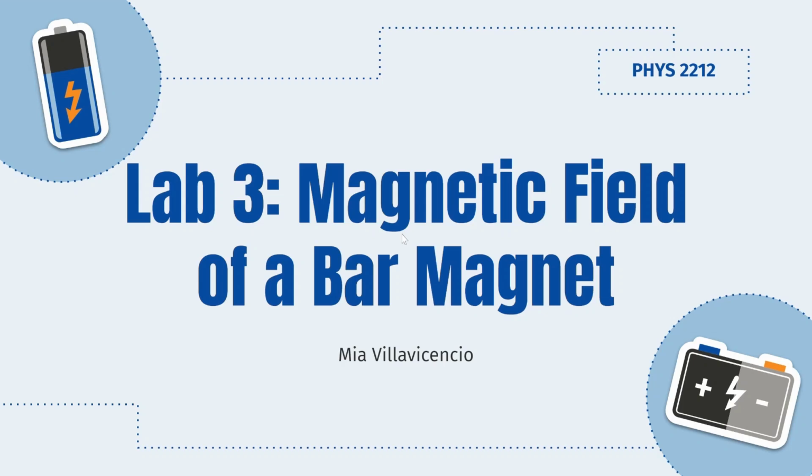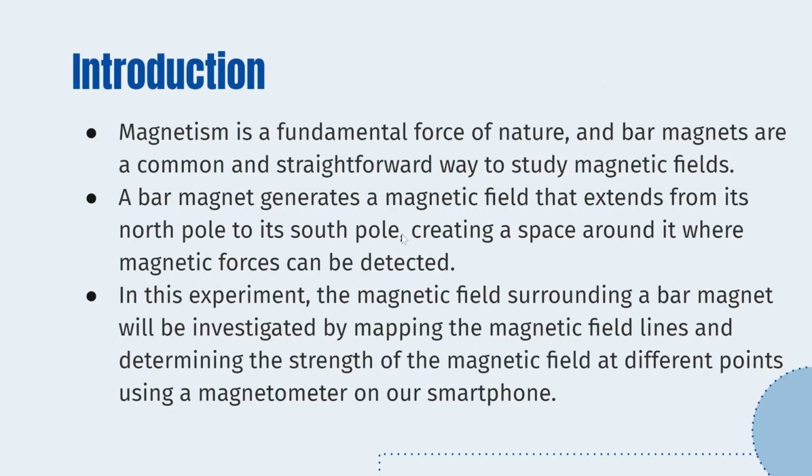3 was talking about the magnetic field of a bar magnet. So magnetism is a fundamental force of nature, and bar magnets are a common and straightforward way to study magnetic fields. A bar magnet generates a magnetic field that extends from its north pole to its south pole, creating a space around it where magnetic forces can be detected.